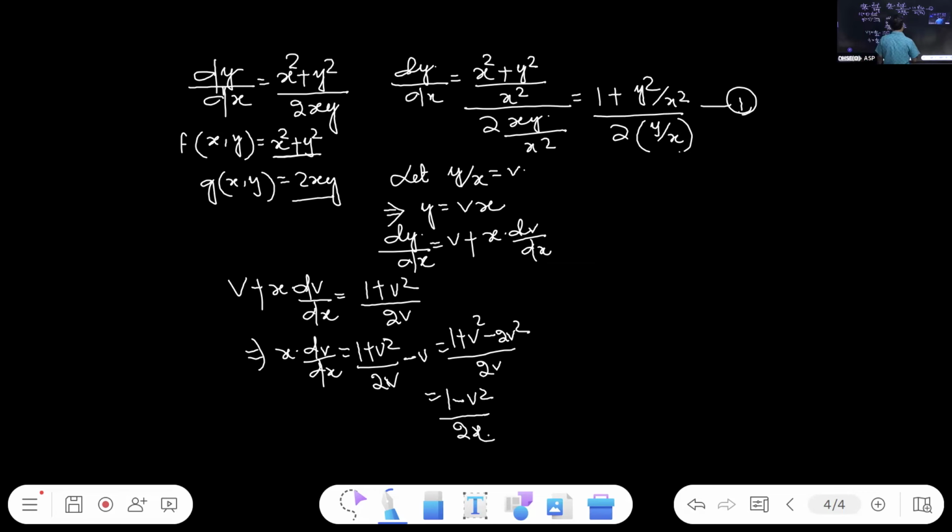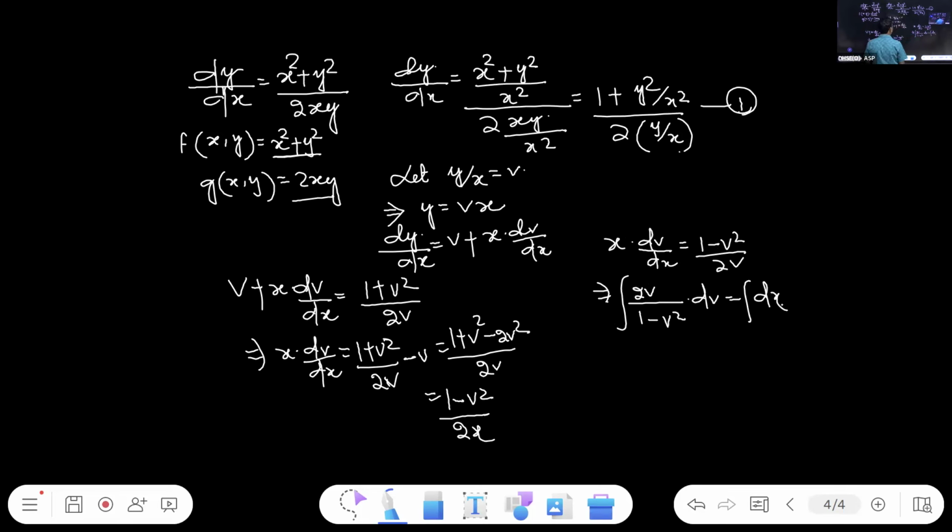So x db upon dx is equal to 1 minus b square upon 2b. Now the equation is in variable separable form, so we can solve this. This implies integral 2b upon 1 minus b square db is equal to integral dx.